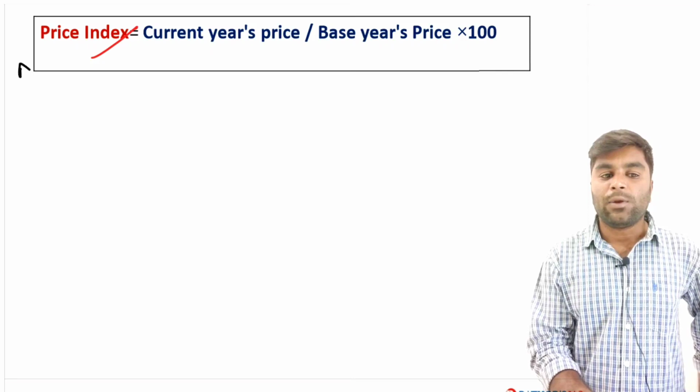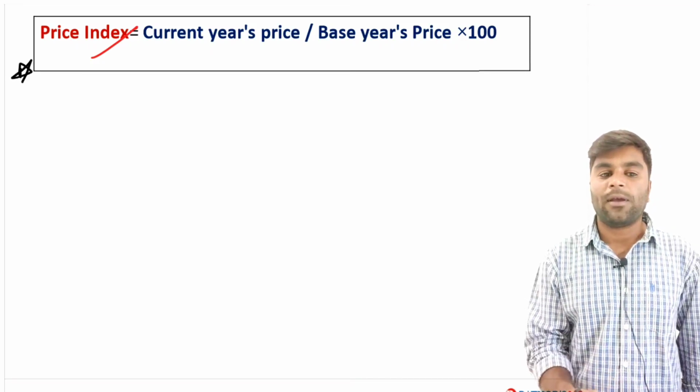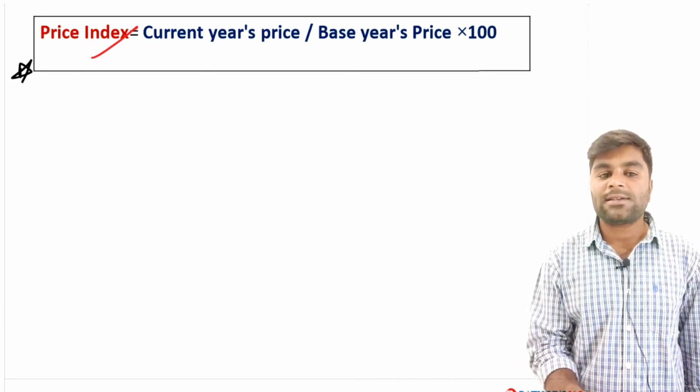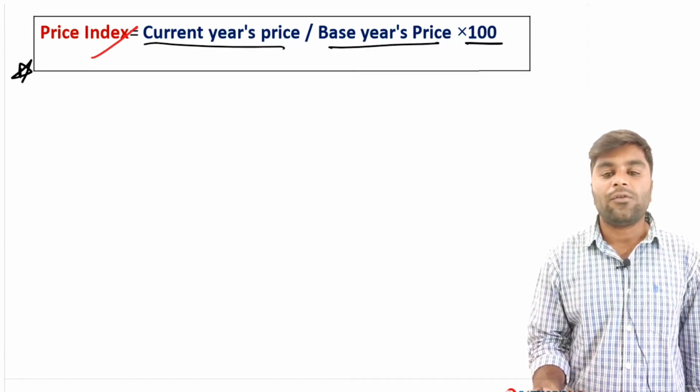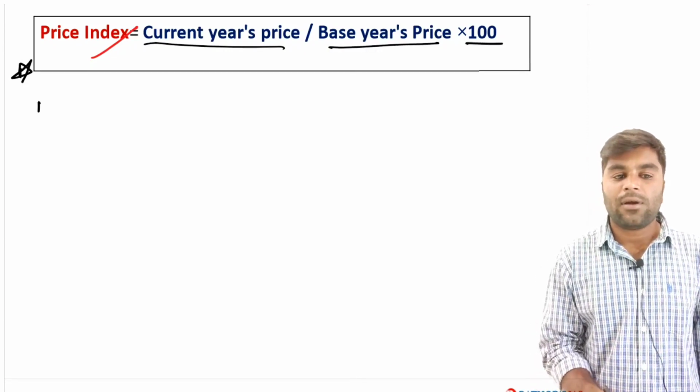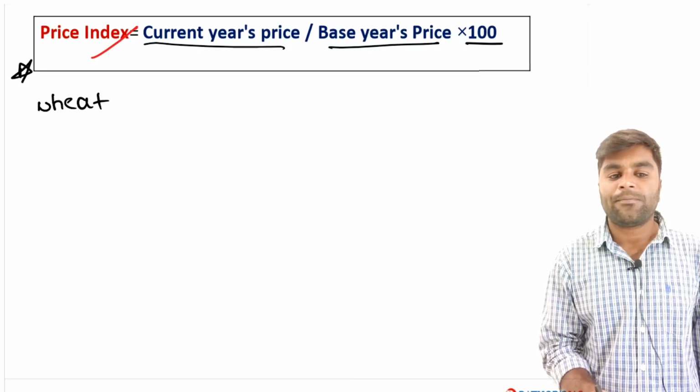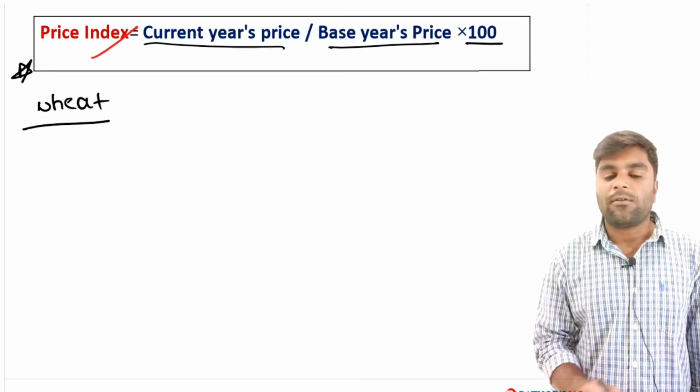So clearly you need to remember this basic formula. The formula for the price index is: the price index is the current year's price by the base year's price into 100. Now let us take an example of wheat.